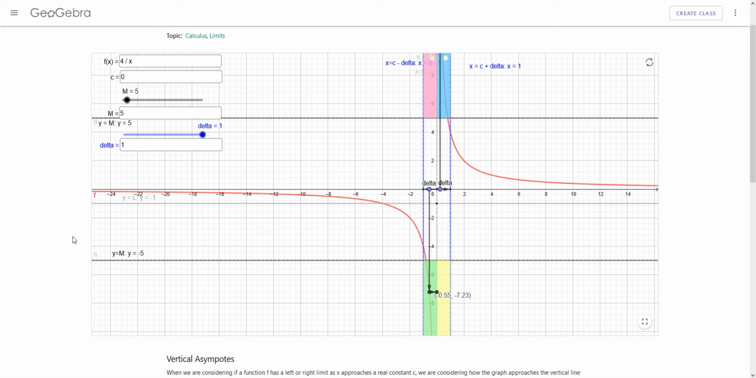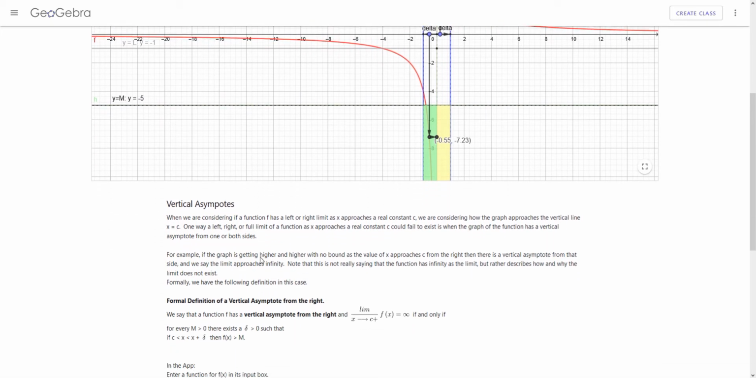Okay, so the way this app works is you type in a formula for a function in this box here. Right now I'm using f of x equals 4 divided by x, and an x value that you're approaching, a c of, in this case, 0. So x is approaching 0. We want to see what the limit of 4 over x is as x approaches 0. Now, it doesn't have a limit. In fact, you can see that from the right side, it goes up forever. So the limit from the right is infinity. Limit from the left is negative infinity. That doesn't really say that it exists. It just explains how and why it doesn't exist.